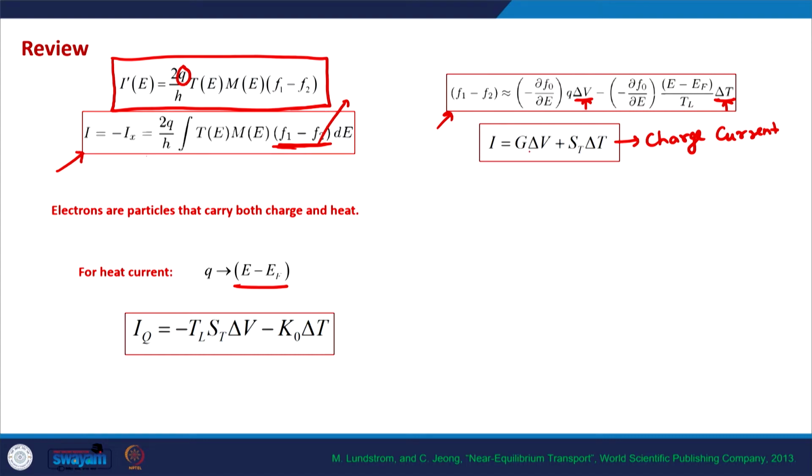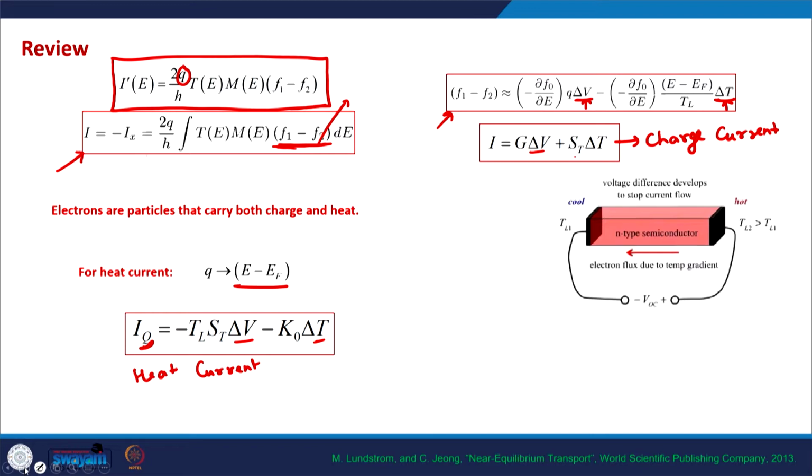I is G times delta V plus ST times delta T, and the total heat current is given by this expression, in which IQ, Q means now it is the heat current, is minus TL times ST times delta V minus K naught times delta T. And we have discussed these two forms of current in our previous class.